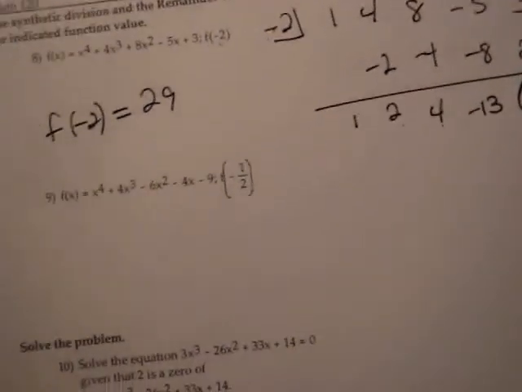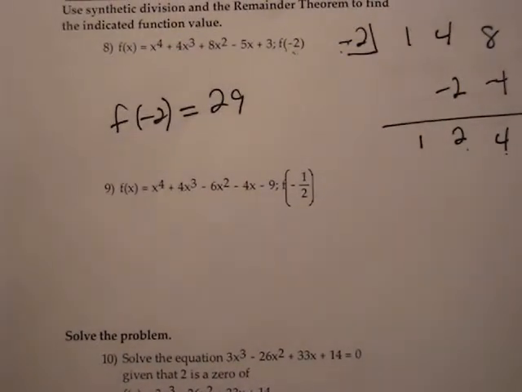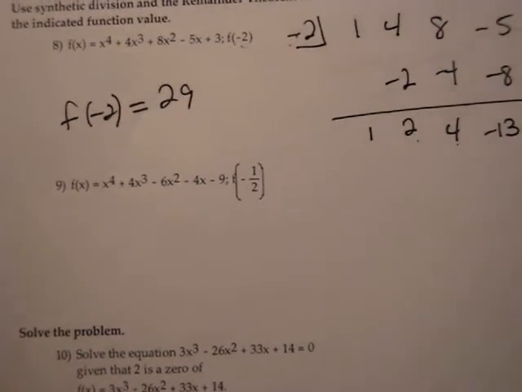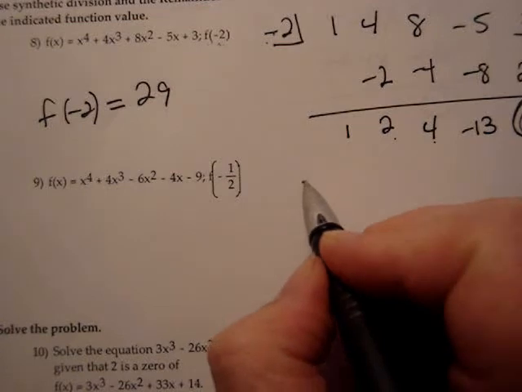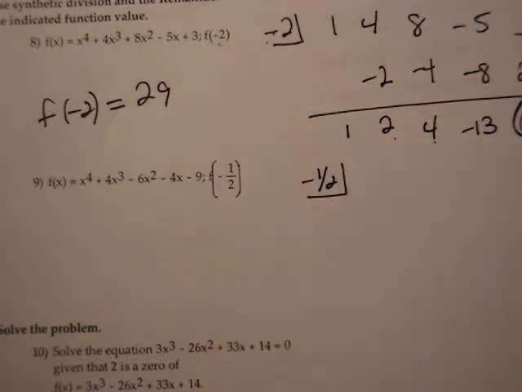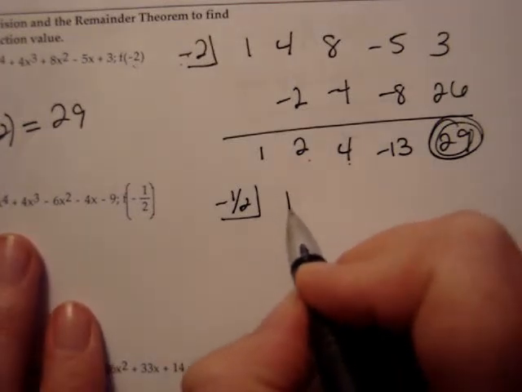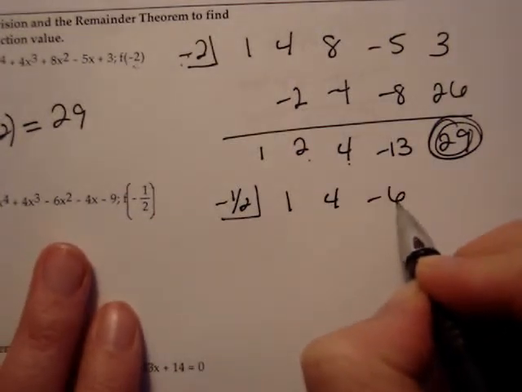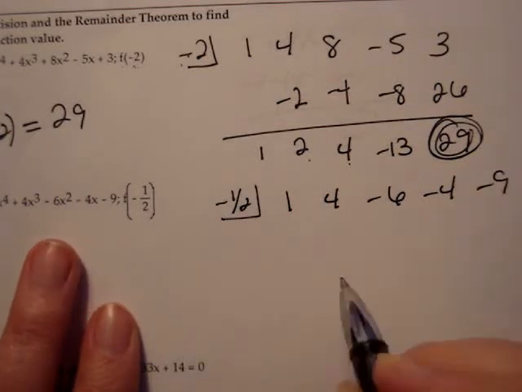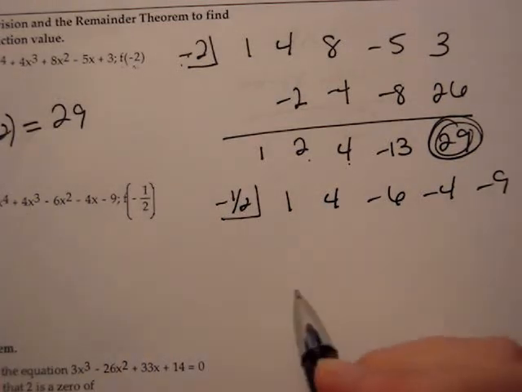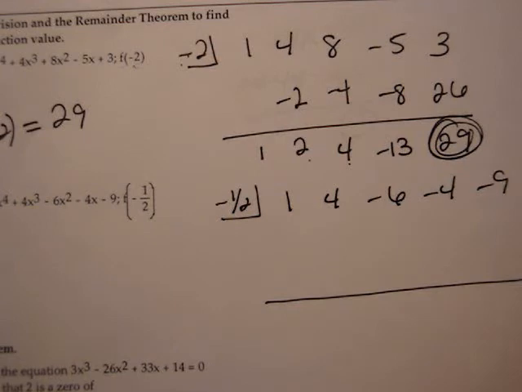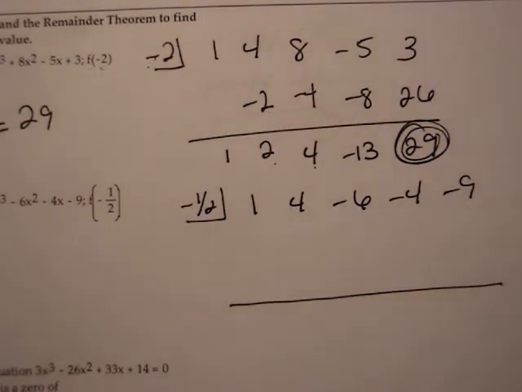Okay, let's do the same thing for number 9. I know you guys hate 9 because of the fractions, not because of the division. But you have to practice with fractions. Okay, let's do the same thing. I'll put the negative 1/2 in the box. And I'm going to list my coefficients. Okay, 1, 4, negative 6, negative 4, and negative 9. Okay, I'm going to leave some extra space for myself, some space to change each of these numbers to have the correct denominator as I'm doing the math.